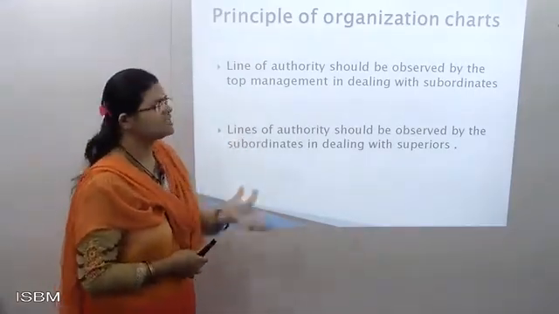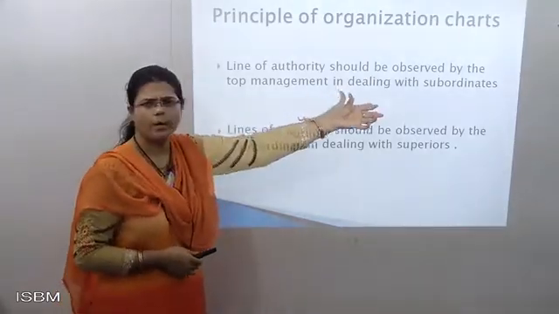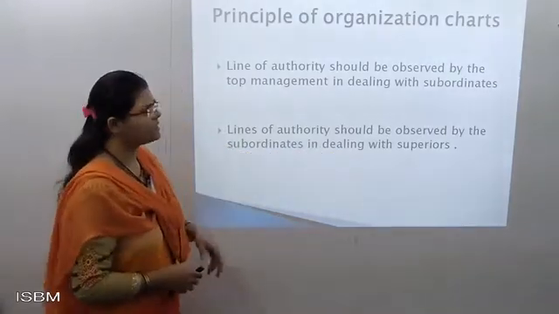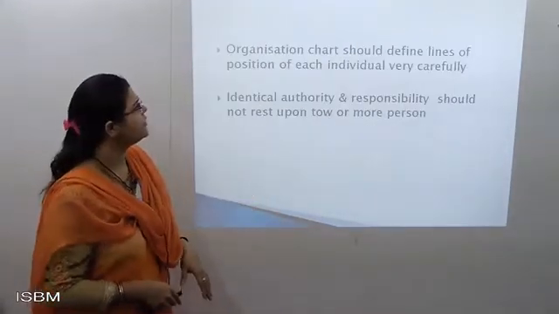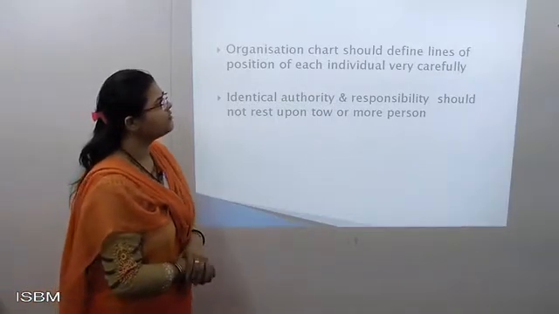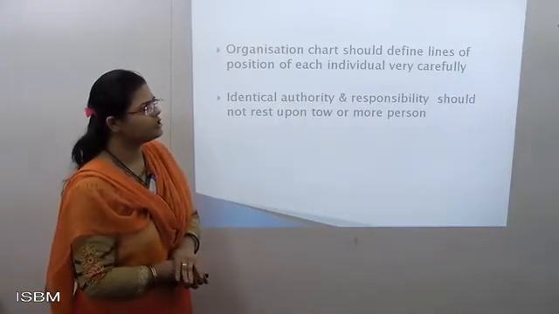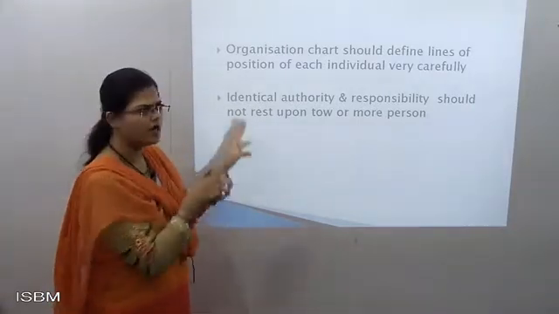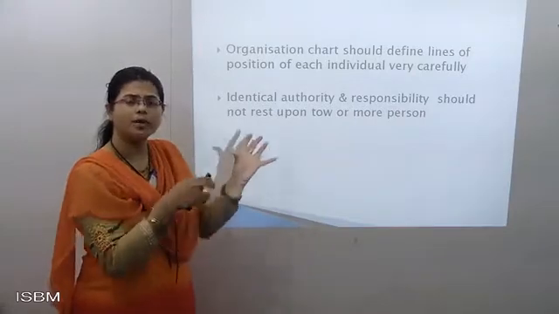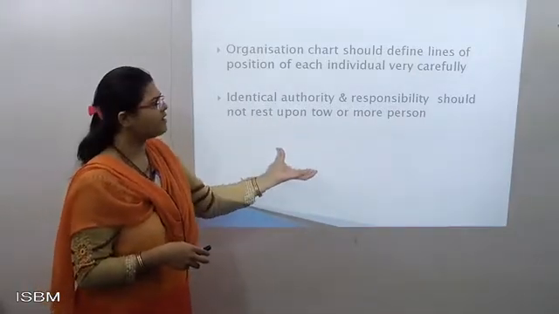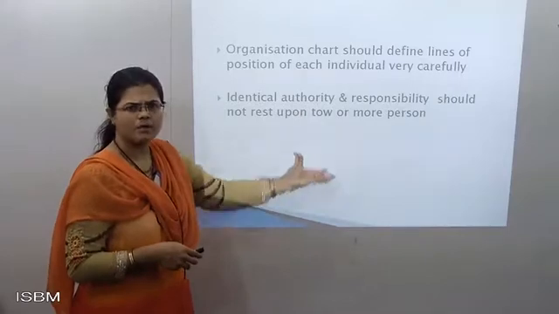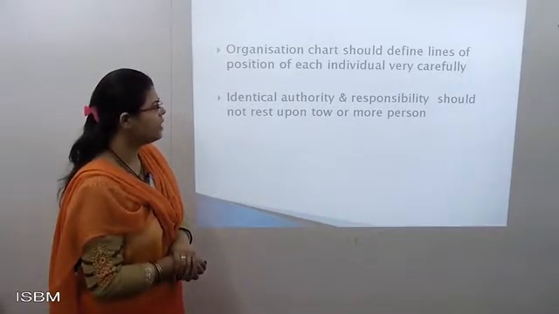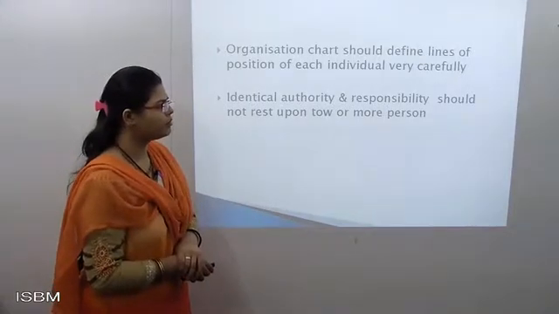So the authority is passed from the top level to the subordinates, and from the subordinates to the superior. Ultimately, each and every person is involved. Now, the organization chart should define the line of position of each individual very carefully. When I'm preparing a chart, I need to see whether each and everyone is properly performing their duties, and whether authority and responsibility are being passed on. Next, authority and responsibility should not rest upon two or more people.